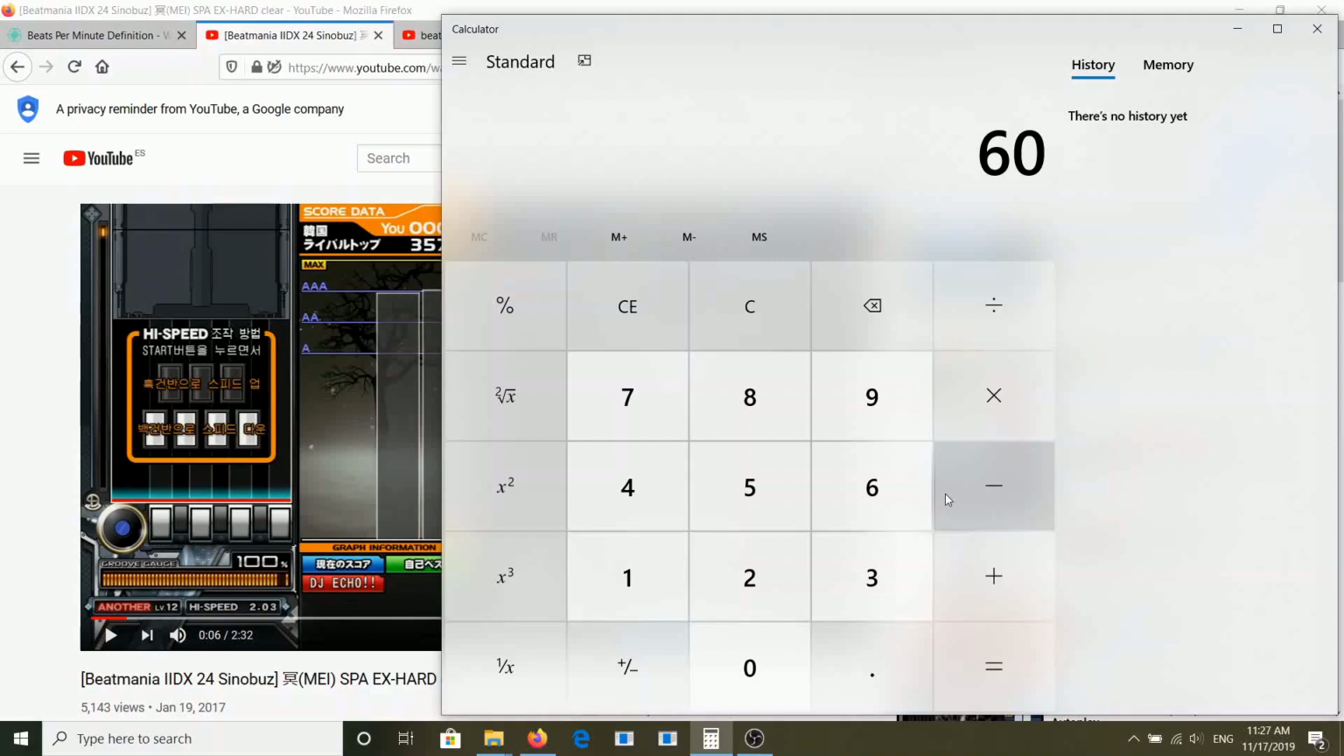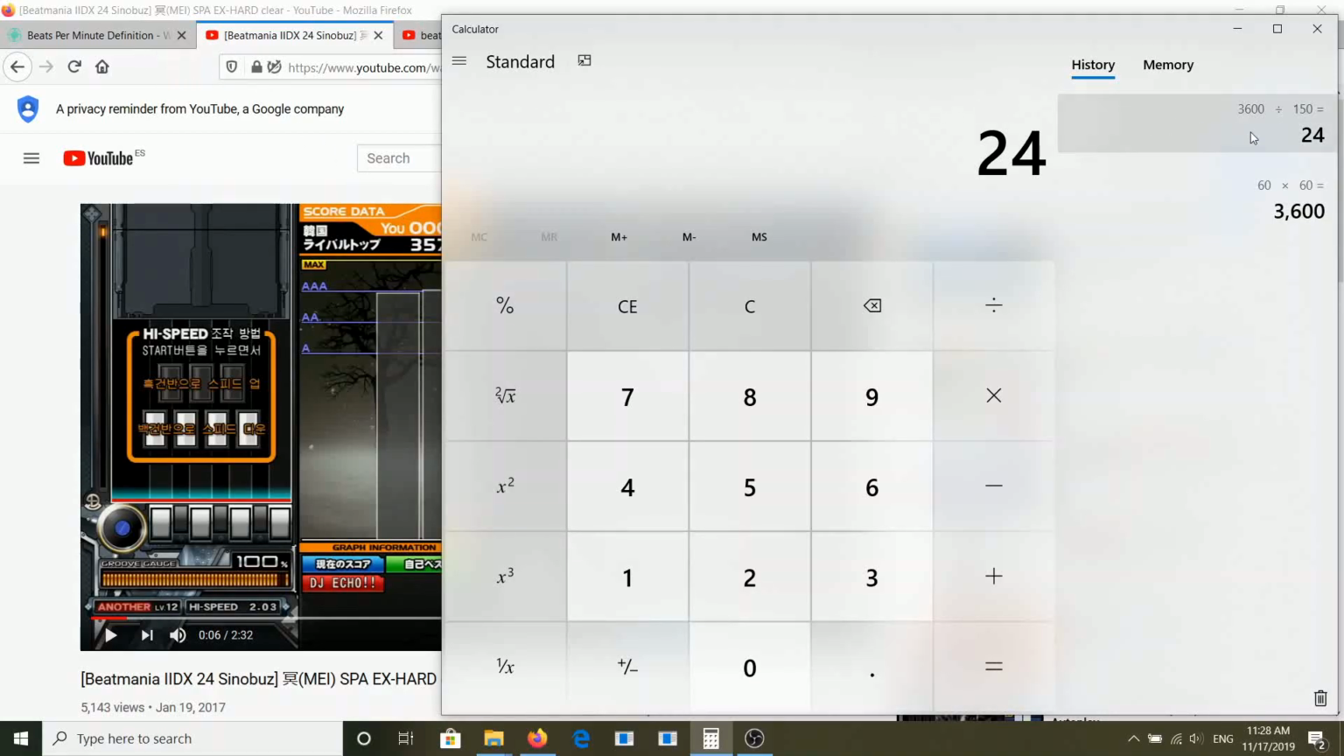So I entered 60 frames per second, and we want to see how many frames that is in a minute. It's very simple: all I'm going to do is multiply by 60, 60 seconds in 1 minute, and we get 3,600. Now the next step, I'm going to make this very simple, is we're going to divide by 150 for 150 BPM, and we get 24 frames.